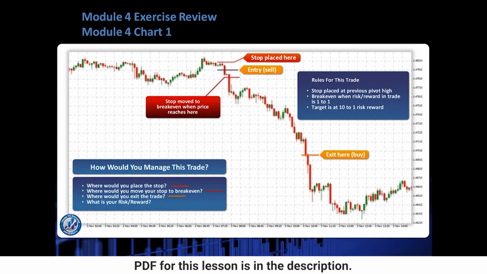What is your risk reward in this trade? Now this is kind of a trick question. Your target is at a 10-to-1 risk reward, so you automatically know that the risk reward in this trade is 10-to-1.